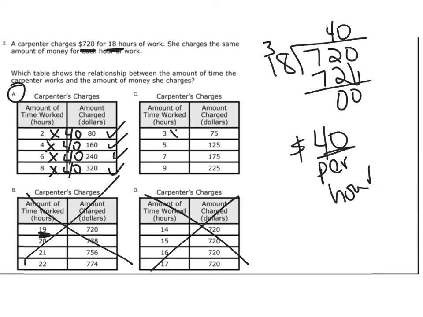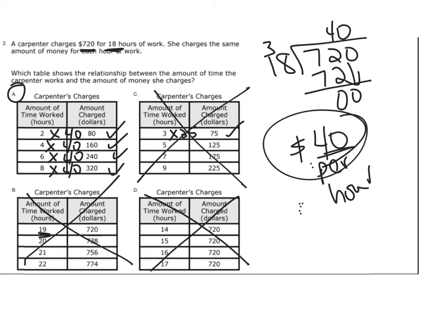So 3 times 25 is 75. But the original amount was 40. So just knowing that, I know that I could go ahead and check off A. So my answer here is letter A.